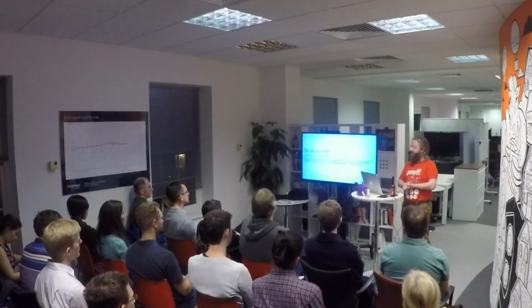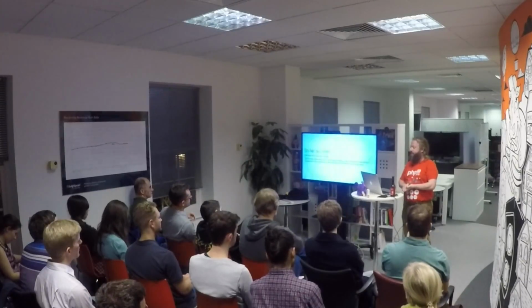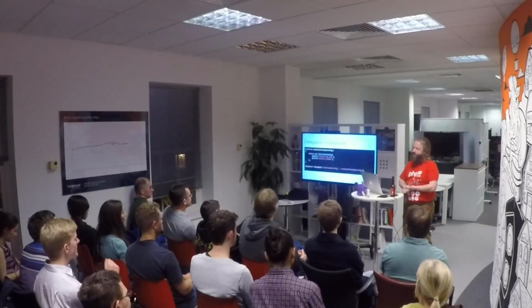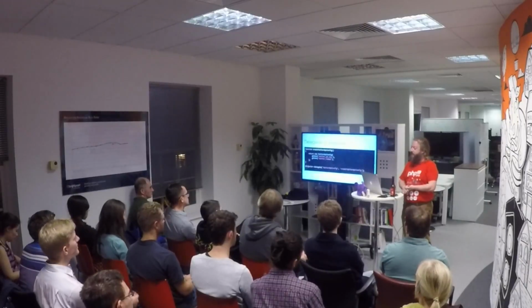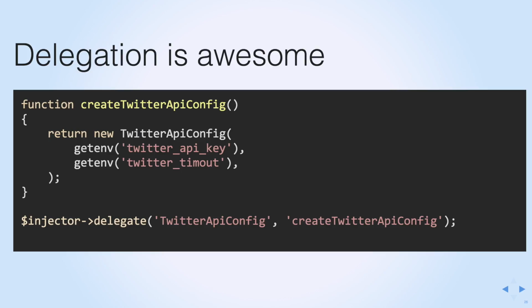Auryn has two things that make it much more powerful than other dependency injection containers. The first of which is delegation. I want you to cast your mind back to the earlier slide, when I talked about having untestable code in the bootstrap layer of your application. This is another example of untestable code, where we want to create a Twitter API config object, but we need to do that by reading the parameters from the environment.